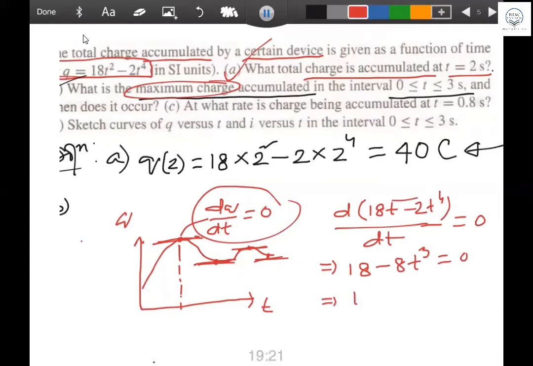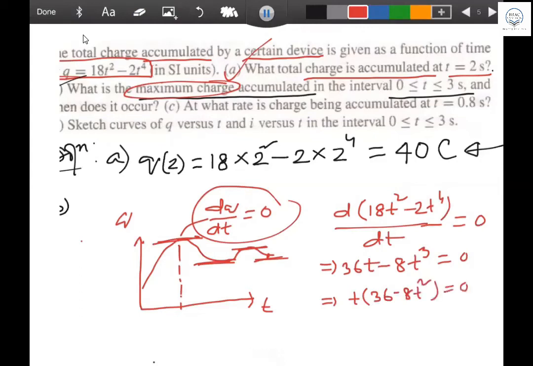You are right. Just a minute, I think it will be 36. Yeah, 18 t square, right? 36t. You're right. 36t minus 8t cube. The t you can take out. 36 minus 8t square equal to 0.